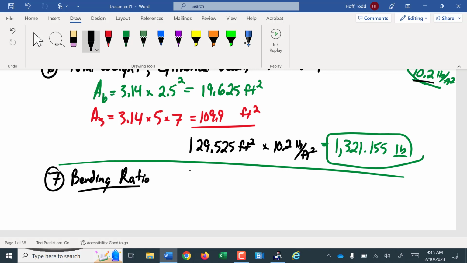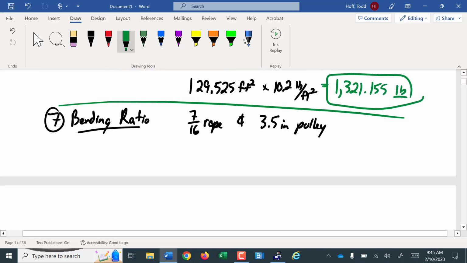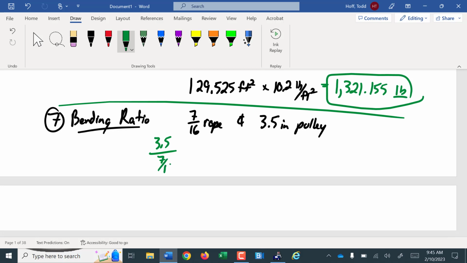Bending ratio, if we have a 7/16 inch rope and a 3.5 inch pulley, how do we find the bending ratio? Yeah, it's pulley divided by rope. 3.5 divided by 7/16. What's that give us for bending ratio?